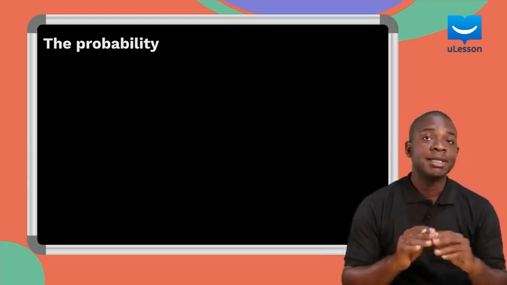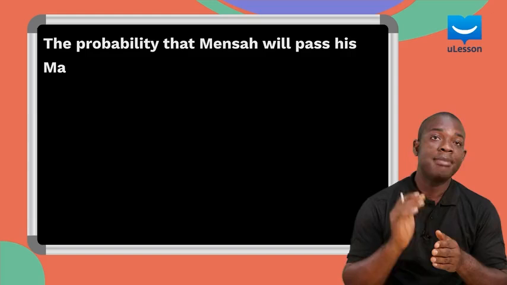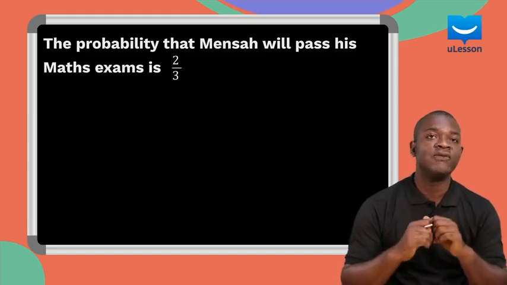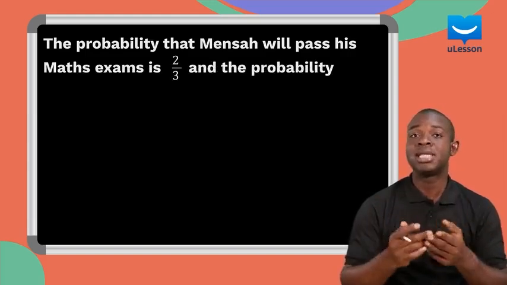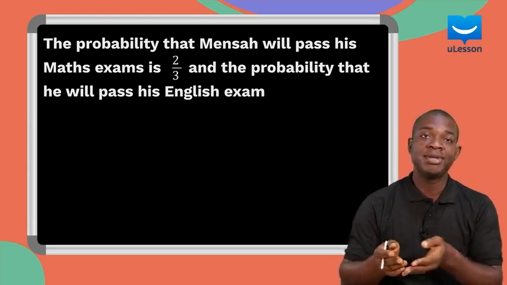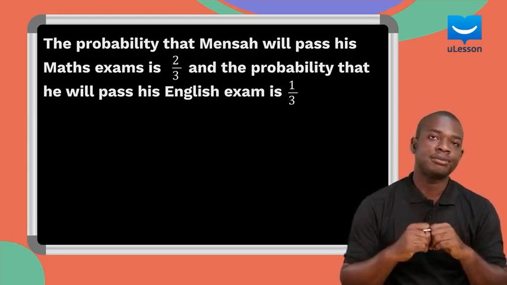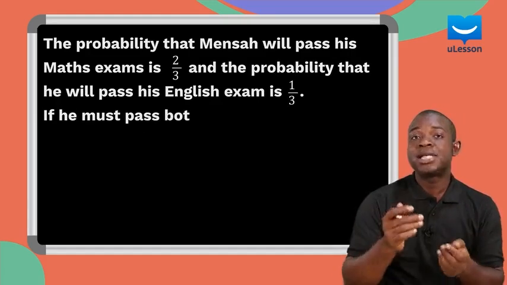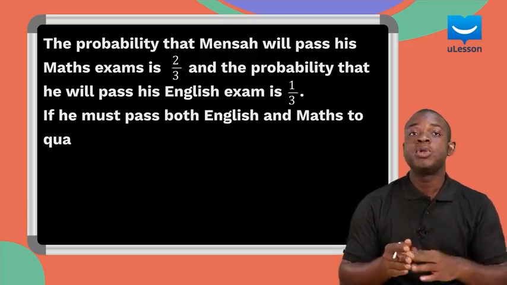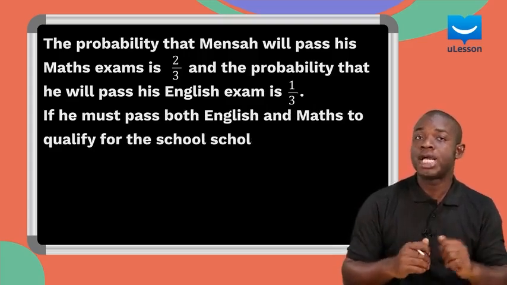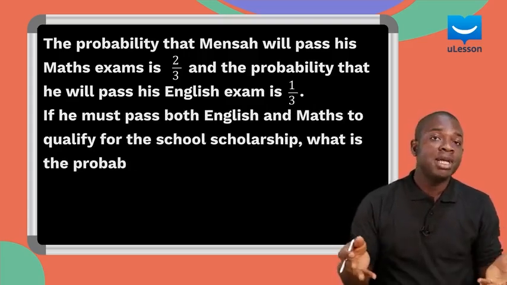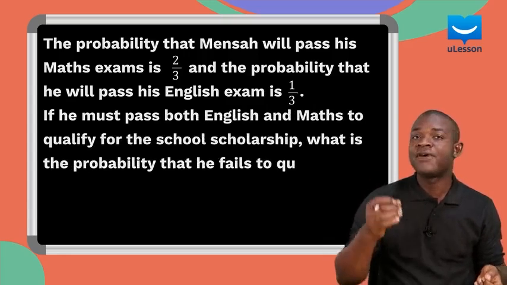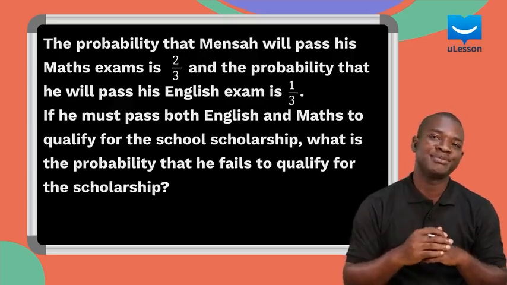Now, let's look at another example. The probability that Mensa will pass his maths exam is 2 over 3, and the probability that he will pass his English exam is 1 over 3. If he must pass both English and math to qualify for the school scholarship, what is the probability that he fails to qualify for the scholarship?